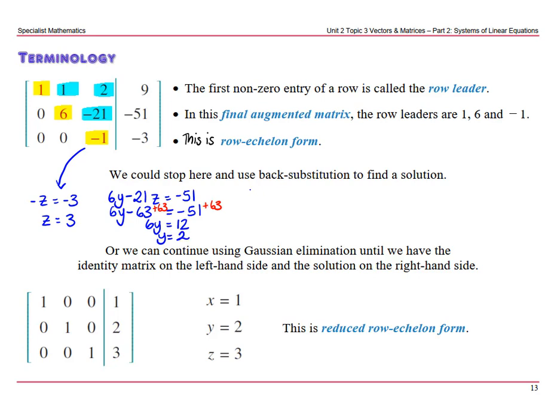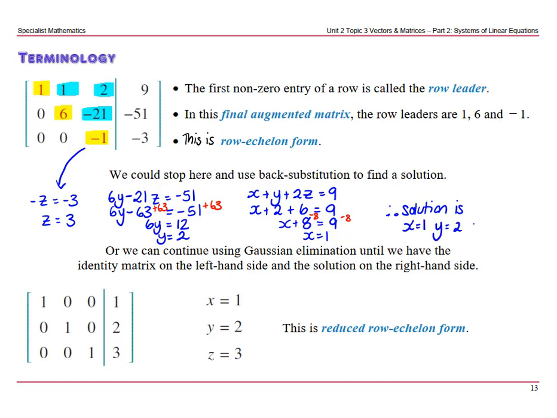We then go to our first row. We have x plus y plus 2z equals 9. So that's going to be x plus 2 plus 6 equals 9. x plus 8 equals 9. So take 8 from both sides. x equals 1. So therefore, the solution is x equals 1, y equals 2, and z equals 3.